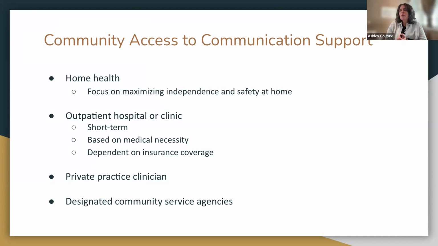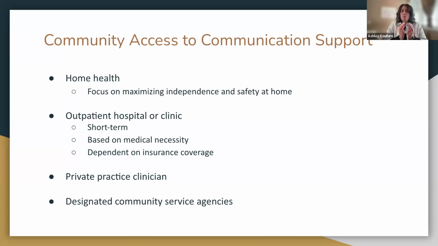But in general, we really go from this educational model of providing support services to, unfortunately, more of a medical model, but it is within the community. So the more medically based places and access to services is through a home health organization or an outpatient hospital or clinic. They often have therapists like speech language pathologists who can provide support services.